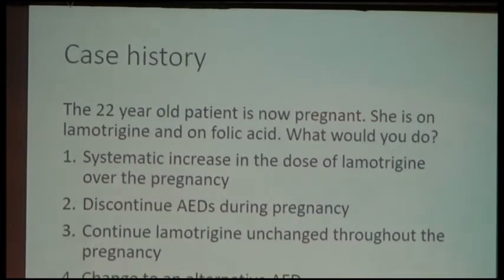So this lady is now pregnant, right? She's on lamotrigine and on folic acid. What would you do now that she's pregnant? Number 1, systematically increase the dose of lamotrigine over the pregnancy. Number 2, discontinue AEDs during pregnancy. Number 3, continue lamotrigine unchanged throughout the pregnancy. Number 4, change to an alternative AED. Okay, anyone for number 1? 2, 3, 4. Change to an alternative. Okay. Right. Actually, I would prefer number 1.